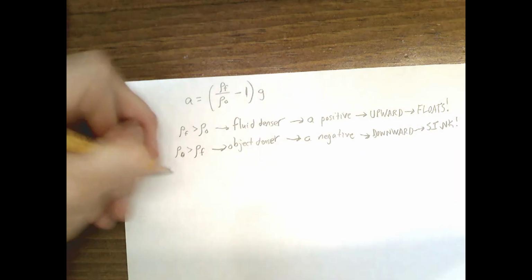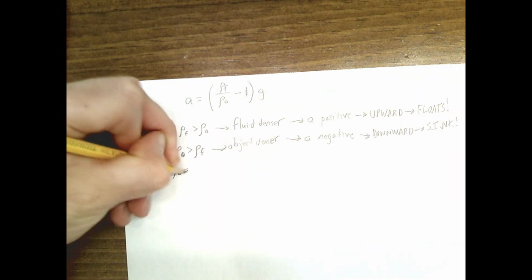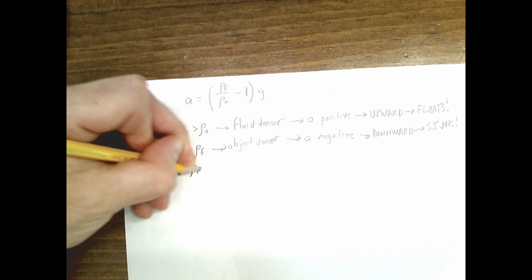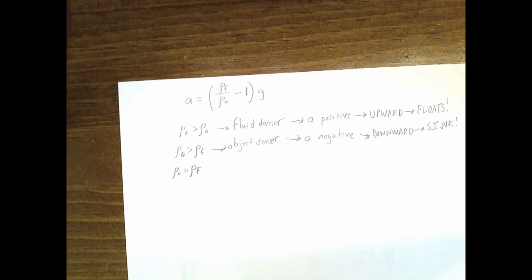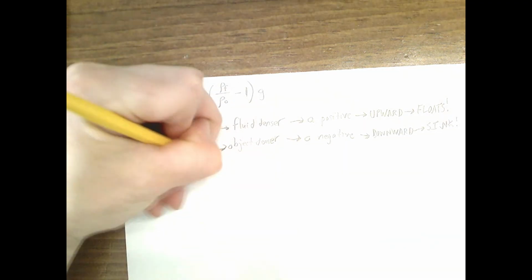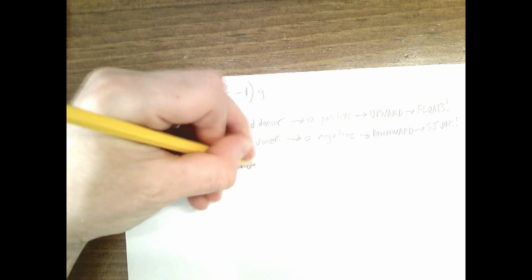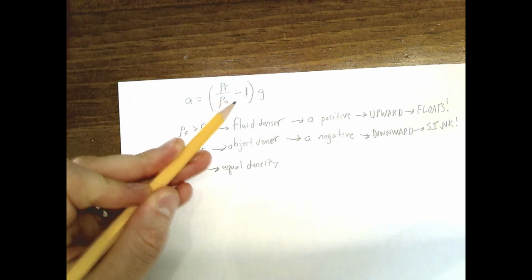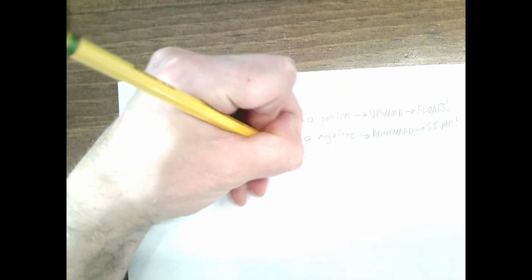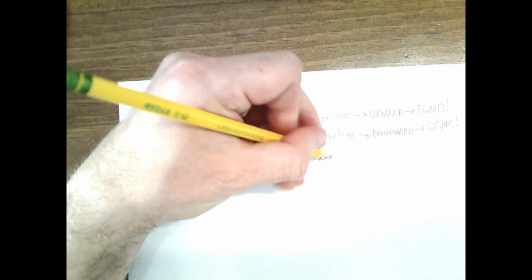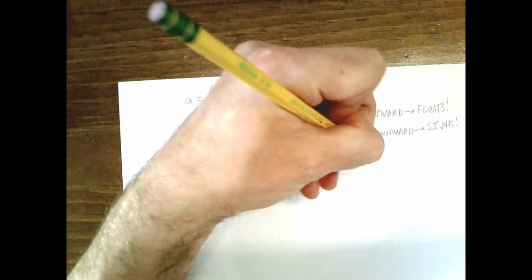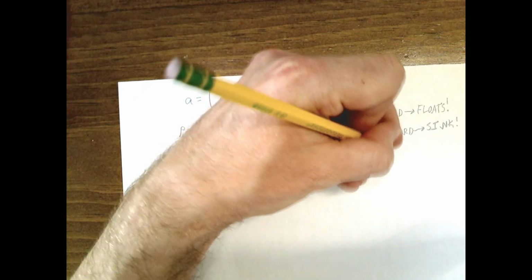You can get really cool things to happen where if rho object is equal to the fluid density, then the acceleration becomes 0. We get a ratio of 1 minus 1 means we don't accelerate at all. And we get what we call, we are neutrally buoyant.